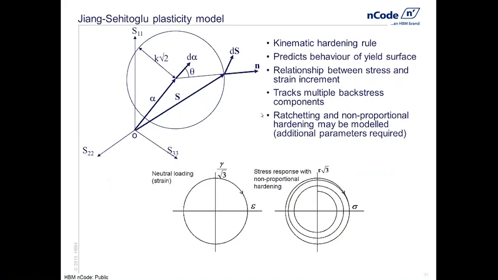The plasticity model currently implemented in DesignLife is the Zhang-Sahitaglue model. It's a rather sophisticated model. So it's got kinematic hardening. It uses multiple back stress components to capture the material memory effect. And it's also capable of capturing effects such as ratcheting and non-proportional hardening, though you do need some additional parameters that you have to modify in order to capture those effects.